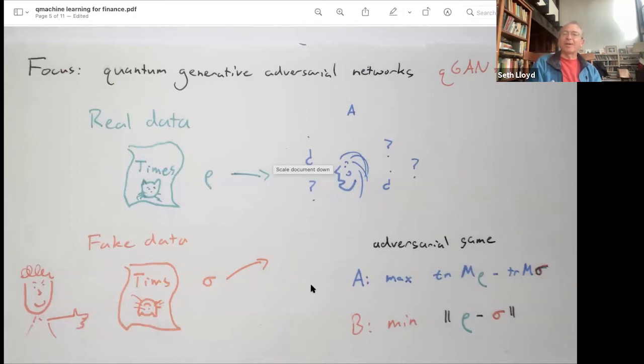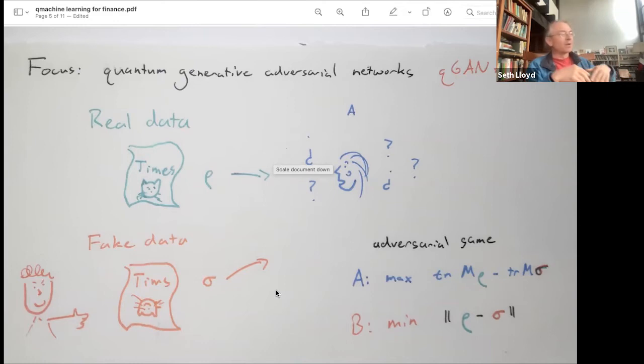So let's now turn to this question of generating data, and let's look at this problem of generative adversarial networks, or GANs. And we're going to look at the issue of quantum GANs, quantum generative adversarial networks. I'm sure folks know about generative adversarial networks. It's a very sweet way of training a generator to generate fake data that mimics the statistics of real data, which of course is very useful in financial markets, right?